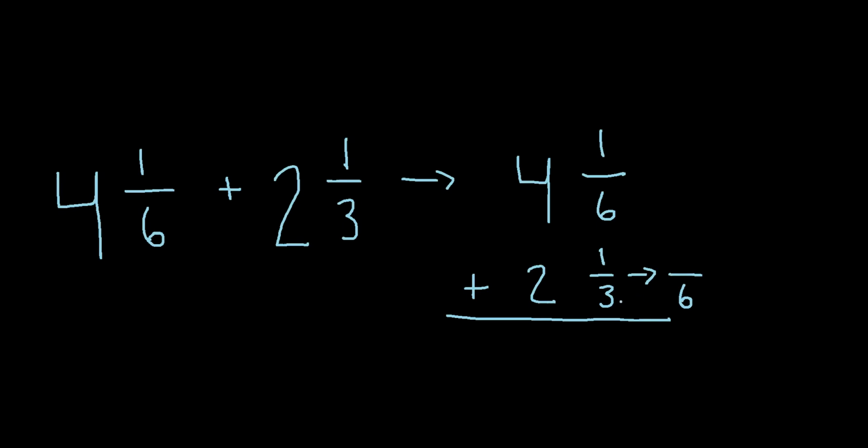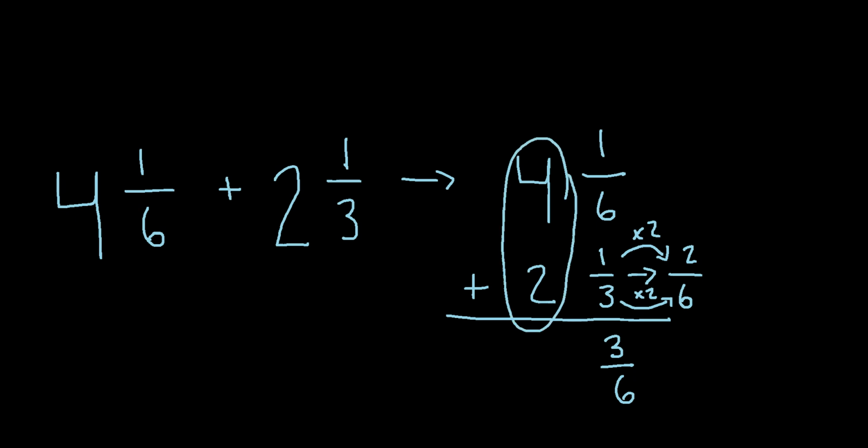Now, to go from 3 to 6, what do we have to do? We have to multiply by 2. So whatever we do in the denominator, we also have to do in the numerator. So let's do 1 times 2. So 1 times 2 is 2. So 1/3 now becomes 2/6. And now we'll notice we can just do 1/6 plus 2/6, that's 3/6. And then lastly, we'll move on to the whole numbers and do 4 plus 2, that's 6.